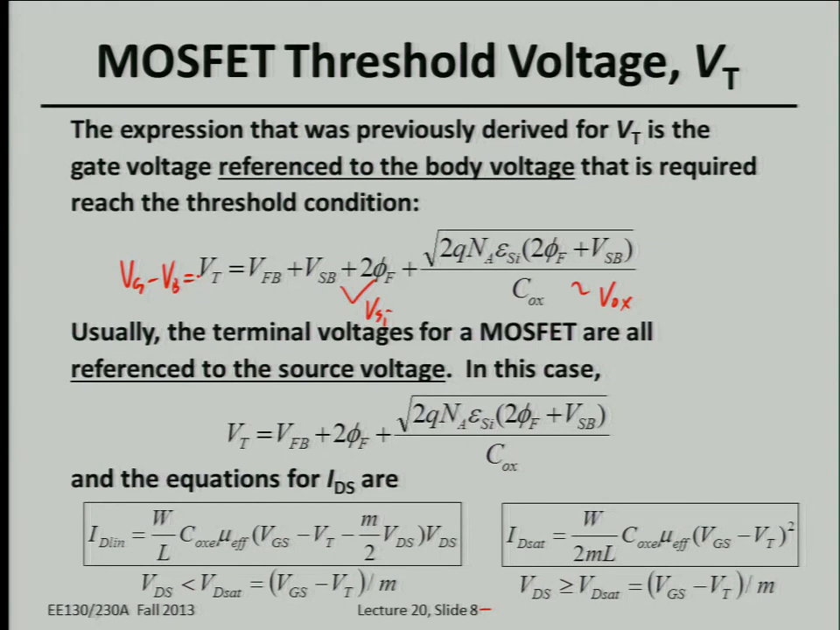But for the common definition of the MOSFET, a three-terminal device, we take the source terminal as the potential reference. In that case, the redefined VT would be the difference between the gate bias and the source bias, both at the threshold condition.